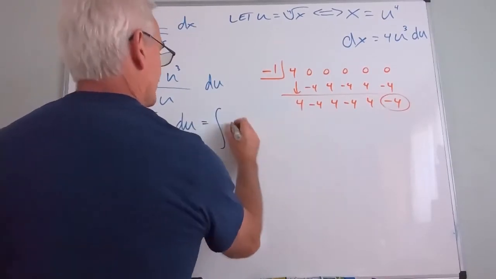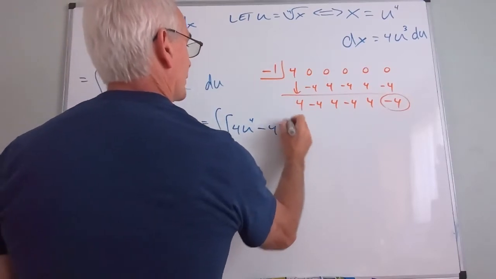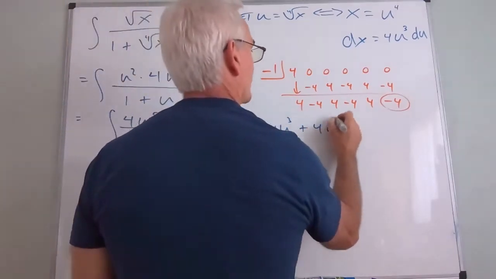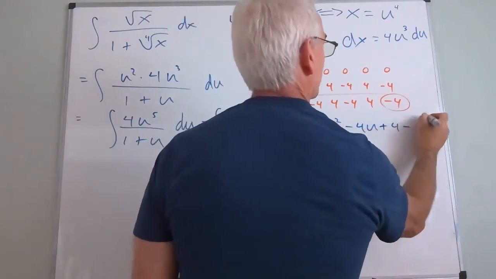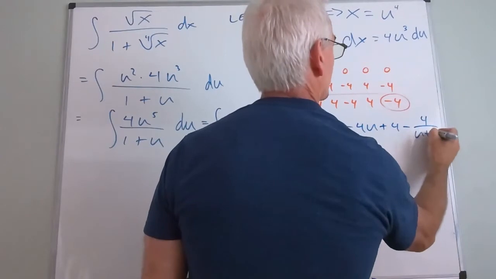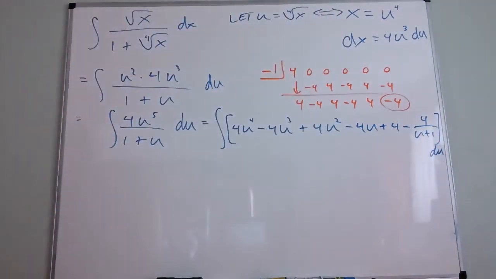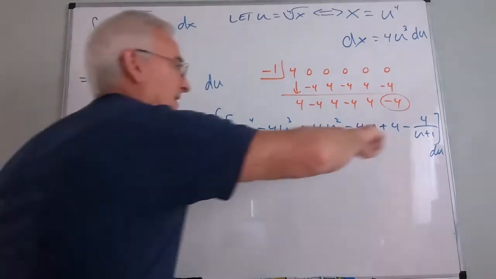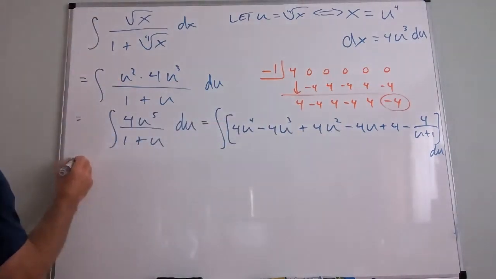So what I'm going to get is 4u to the fourth minus 4u to the third plus 4u to the second minus 4u to the first plus 4 minus 4 over u plus 1. And there's a du in there somewhere. Now, that is easy to integrate. Okay. Now, depending on the degree difference determines how many terms, but there's nothing about that process that should be terribly taxing. So now let's integrate that bad boy.